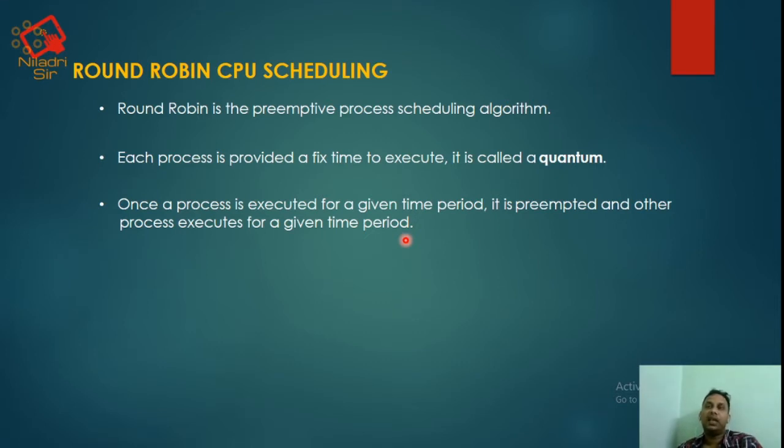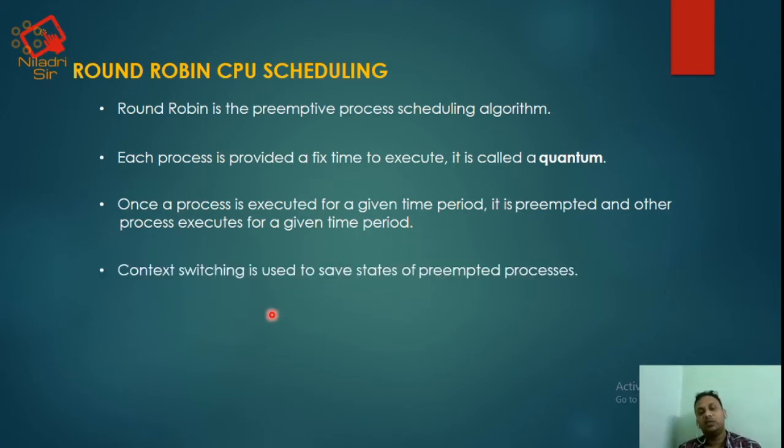Suppose there are four processes P1, P2, P3 and P4 and the time slice or time quantum is 2 microseconds. P1 will execute for 2 microseconds. After that P2 will execute for 2 microseconds. After that P3 will execute for 2 microseconds and after that P4 will execute for 2 microseconds. So all the processes have completed their execution in step 1. After that again P1 will start execution. Any process can execute for a maximum of the quantum time.